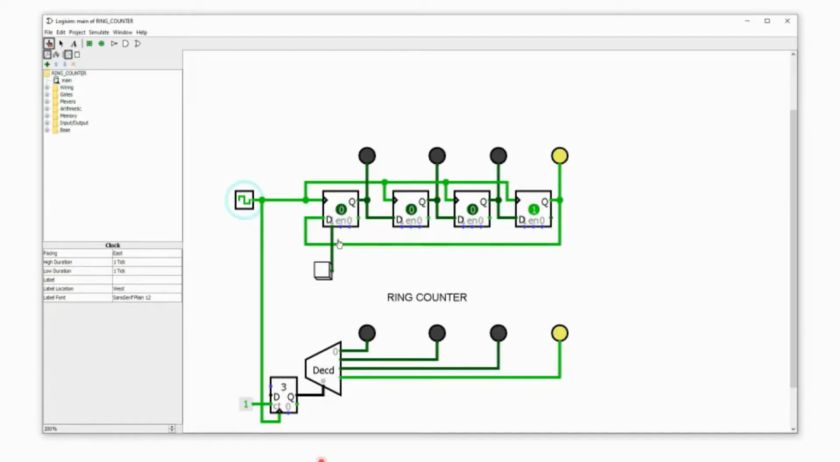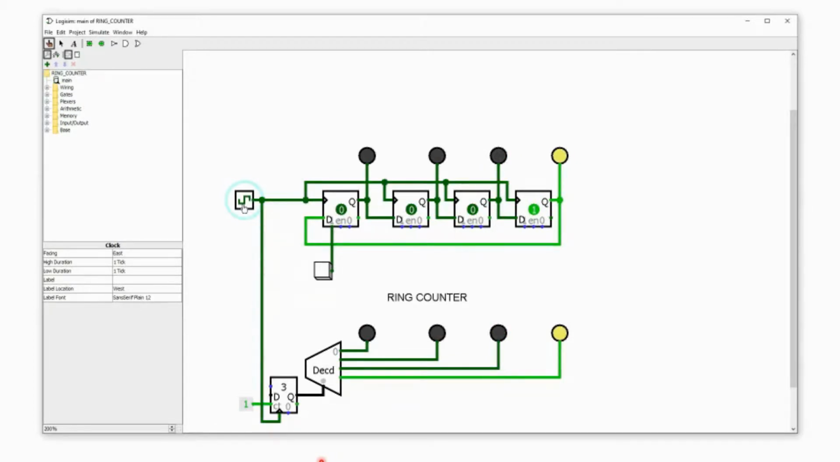But the problem is, for a ring counter, we can easily say that it has only 4 states. You can easily see that only one of them is 1 at a given time. So it has only 4 different states, only 4 different states for a 4-bit ring counter.